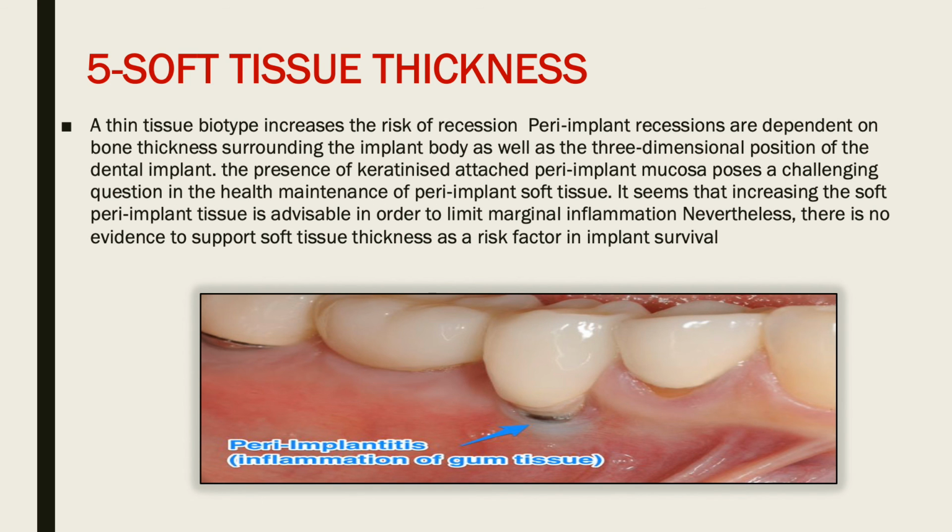Soft tissue thickness. A thin tissue biotype increases the risk of recession. Peri-implant recessions are dependent on bone thickness surrounding the implant body as well as the three-dimensional position of the dental implant. The presence of keratinized attached peri-implant mucosa poses a challenging question in the health maintenance of the peri-implant soft tissue. It seems that increasing the soft peri-implant tissue is advisable in order to limit marginal inflammation. Nevertheless, there is no evidence to support soft tissue thickness as a risk factor in implant survival.